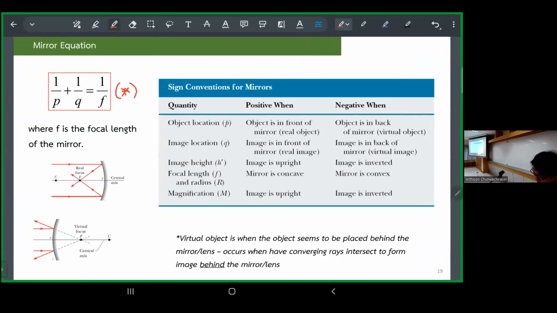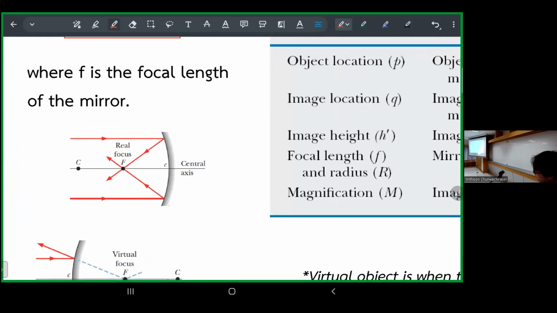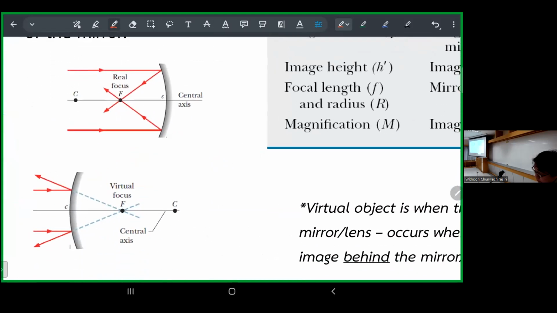So come back to this page just a little bit, guys. This is your concave mirror, right? It looks like this. The bottom one is a convex mirror. And if you get confused about which one is which, you can call the first one a converging mirror, the one that converges the light. And the bottom one a diverging mirror, the one that diverges the light out.